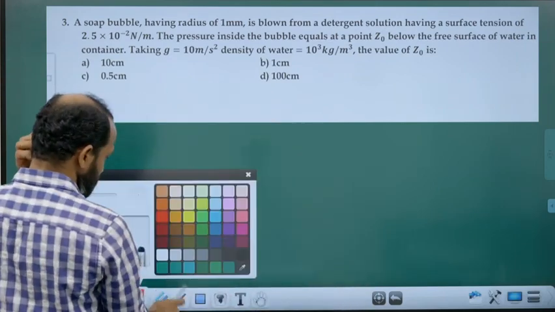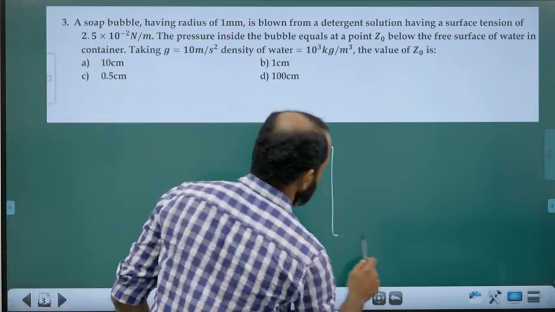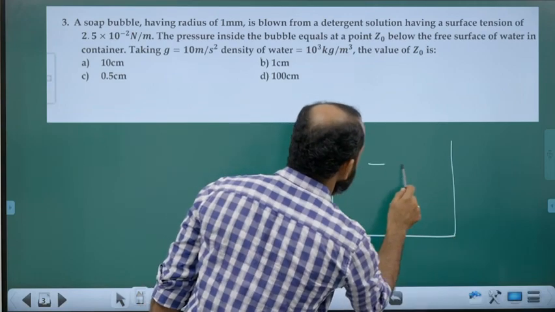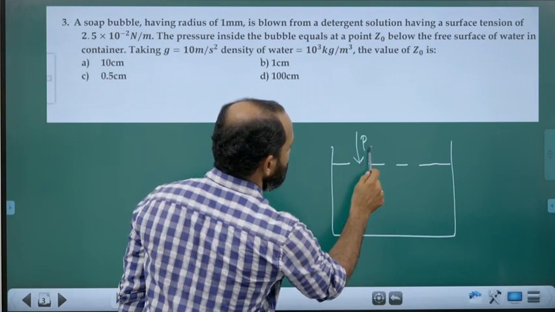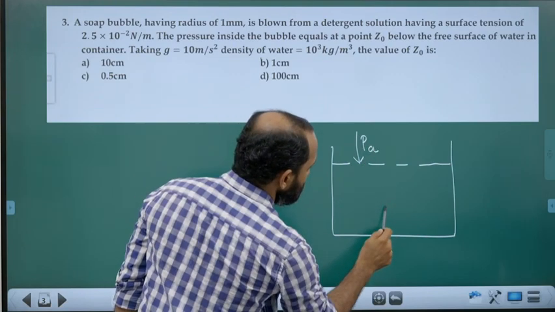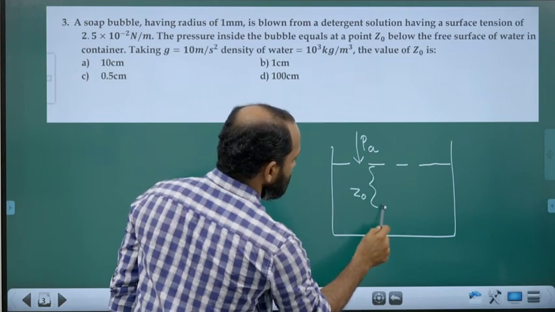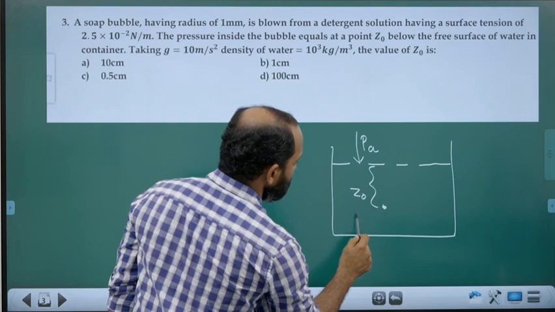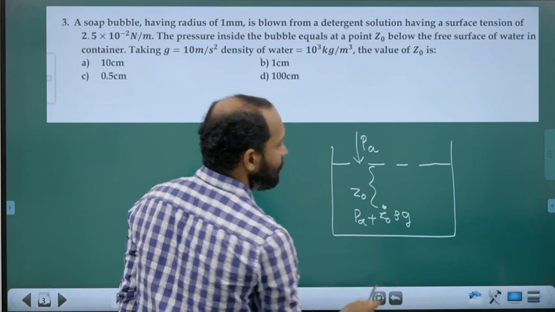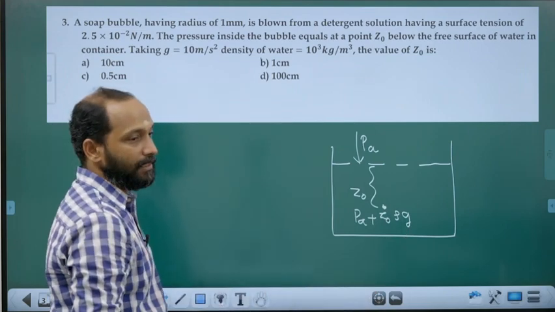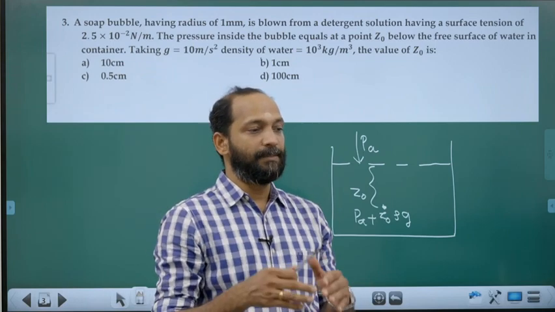Take the case of a container. This is that container. Water is up to here in that container, and here the pressure is atmospheric pressure, PA. And here is a point which is at a depth Z0. What is the total pressure at this point? That pressure is PA plus Z0 rho g, where rho is the density of water. And it is given that this is equal to the pressure inside the soap bubble.